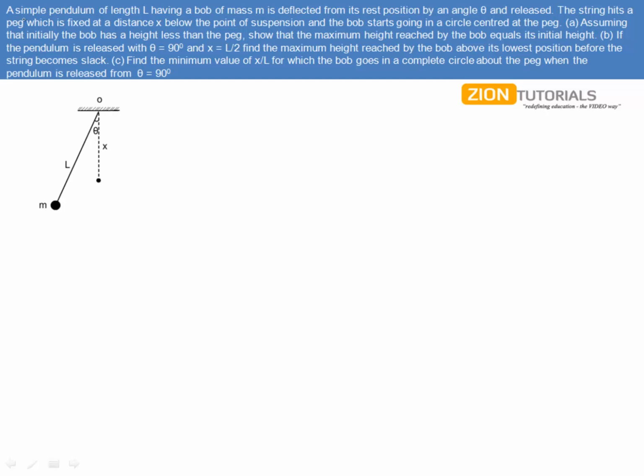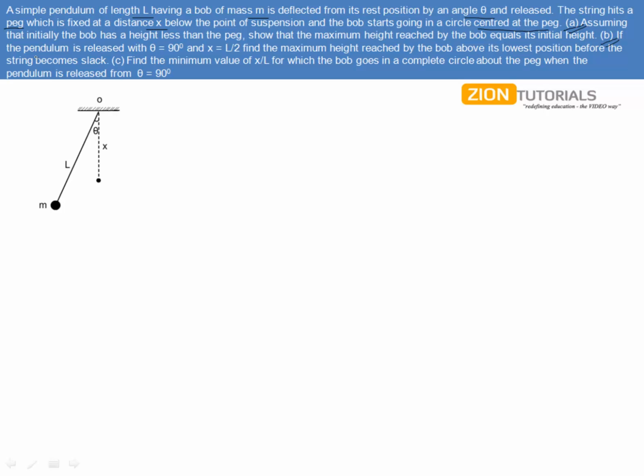As the question says, a simple pendulum of length L having a bob of mass m is deflected from its rest position by an angle theta and released. The string hits a peg which is fixed at a distance x below the point of suspension, and the bob starts going in a circle centered at the peg. Then, assuming that initially the bob has a height less than the peg, show that the maximum height reached by the bob equals its initial height.